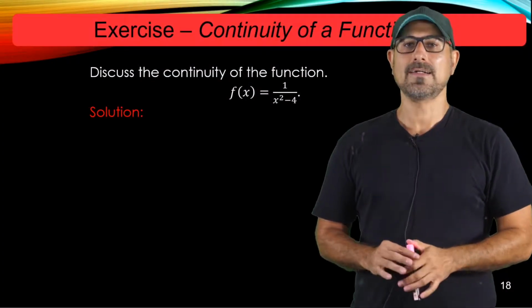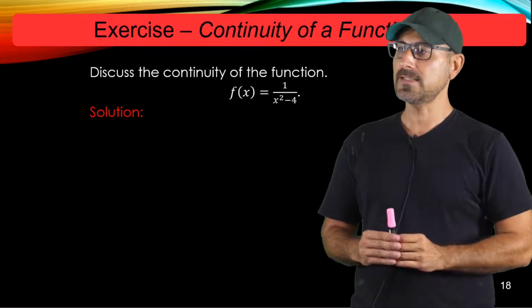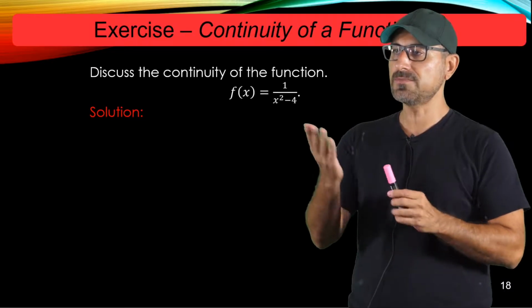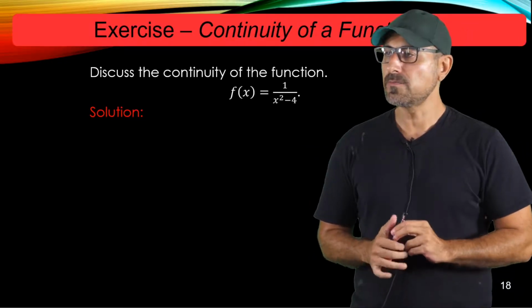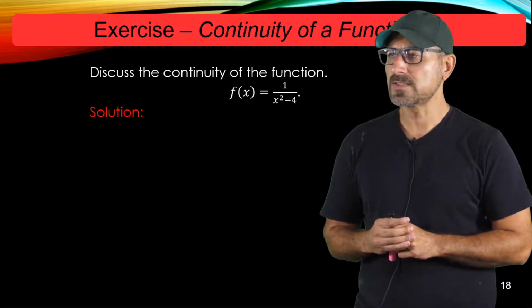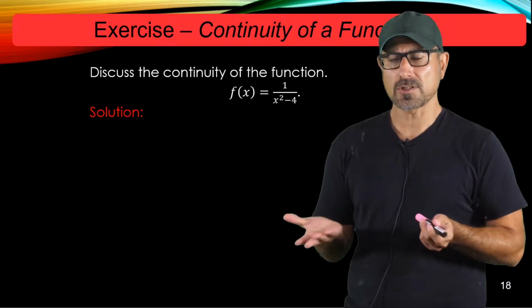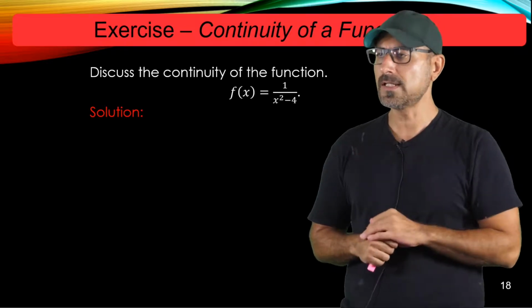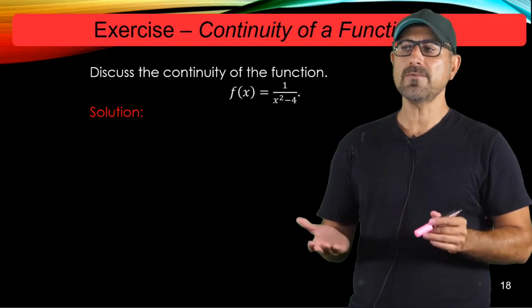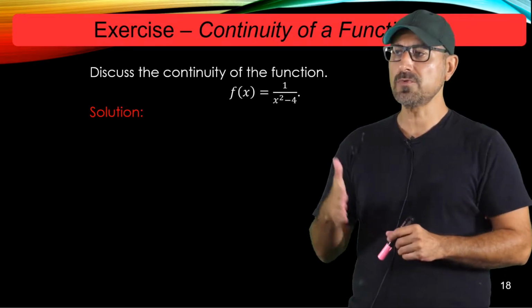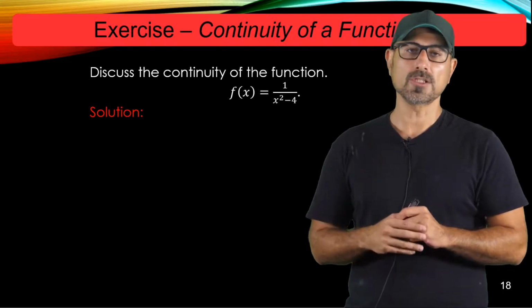Hello, welcome back. In this video, we're going to investigate continuity of the given function 1 over x squared minus 4. One observation here is that this function is a rational function. You have the top and the bottom side, and both are polynomials in this case. And whatever x makes the bottom 0 would make the function undefined.